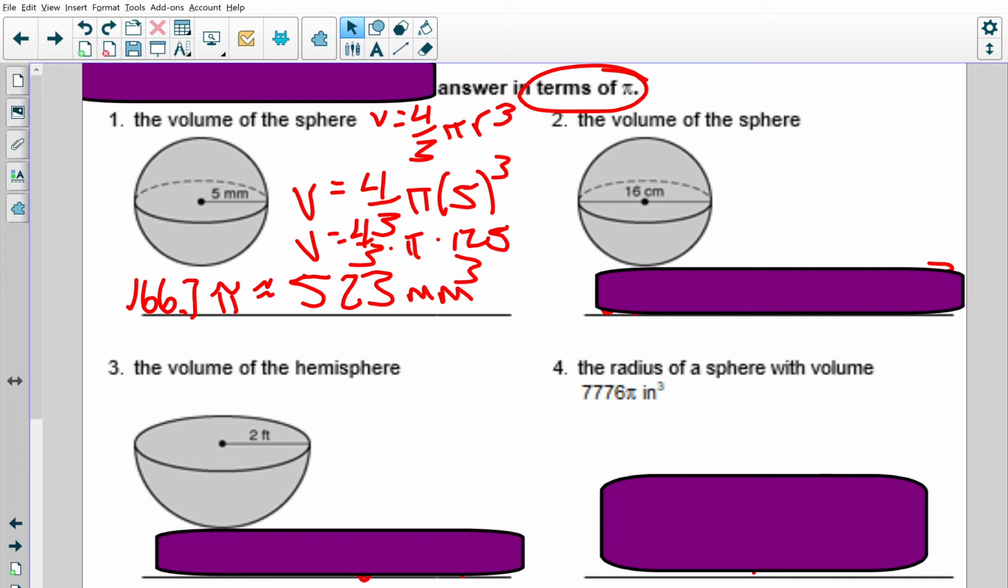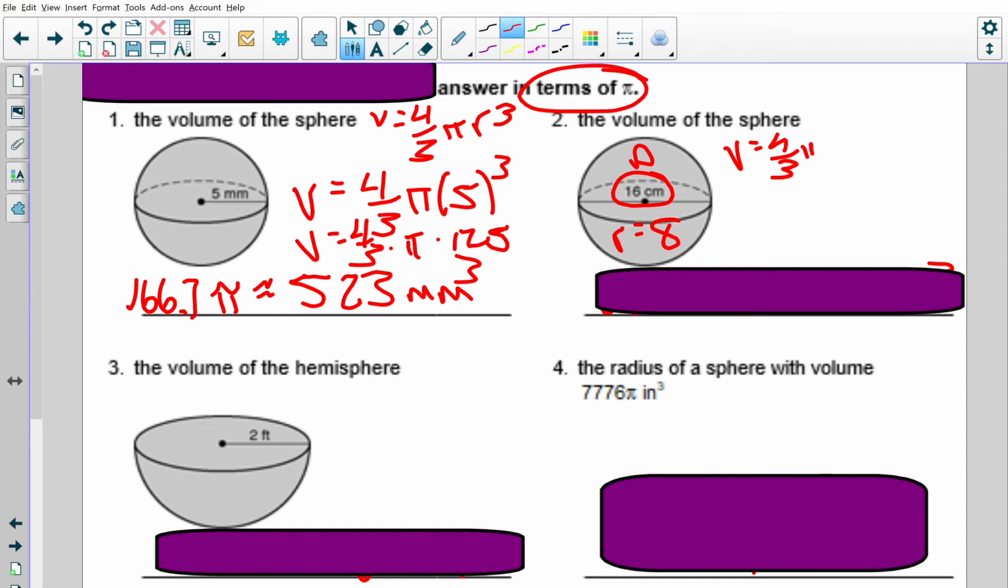Same process over here, except you need to recognize what? That they give you the diameter. So the radius has to be 1/8 of that. So volume equals 4/3 pi r cubed.